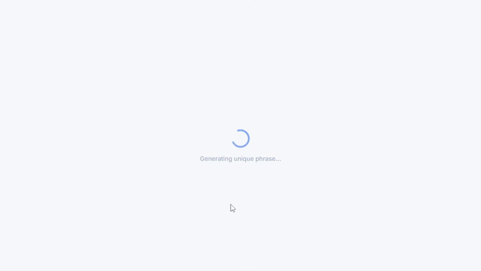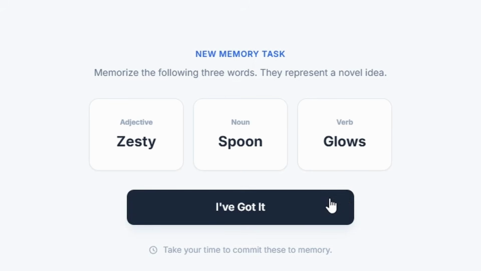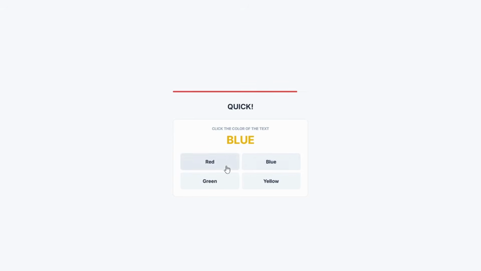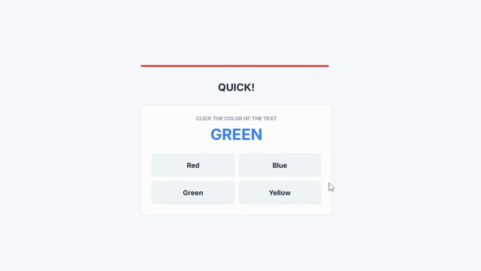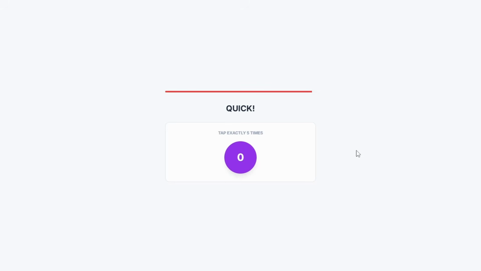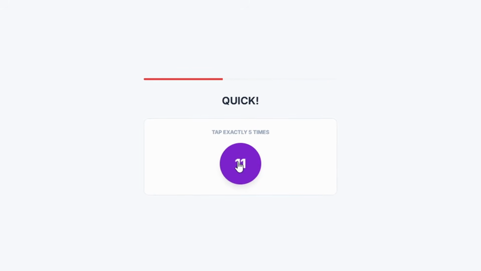I decided to create a simple memory test that would generate 3 random words: an adjective, a noun, and a verb. This simulates an idea, and this is what you memorize. And then you take these distraction tests. The distractions are designed to put you under stress so that memory becomes harder to recall. But unfortunately, the distraction tests were not working at all, so I had to make some changes.